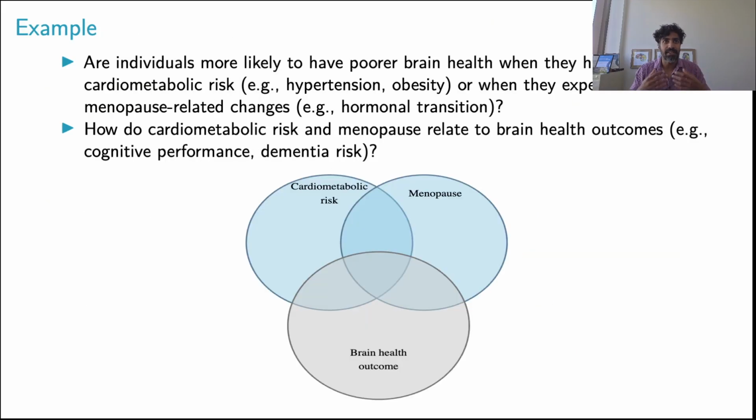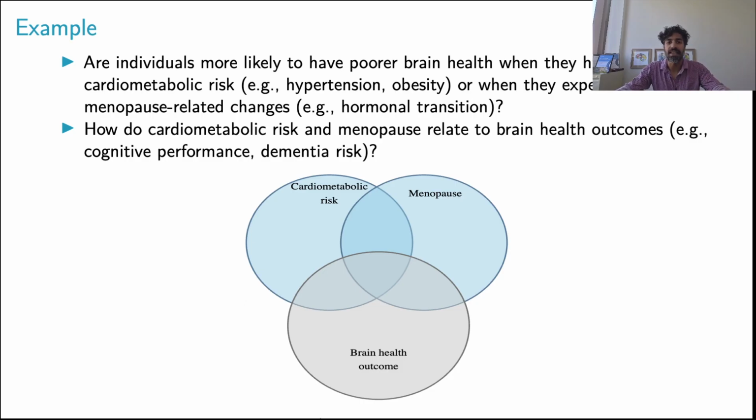So let me give you an example to emphasize this even further. Are individuals more likely to have poorer brain health when they have higher cardiometabolic risk, so hypertension, obesity, for example, or dyslipidemia, which is changes in lipids, or when they experience menopause-related changes, for example, the hormonal transition? So how much of the changes in brain health are attributable to cardiometabolic risk compared with menopause, compared with the shared between the two? So how do cardiometabolic risk and menopause relate to brain health outcomes, for example, cognitive performance or dementia risk?